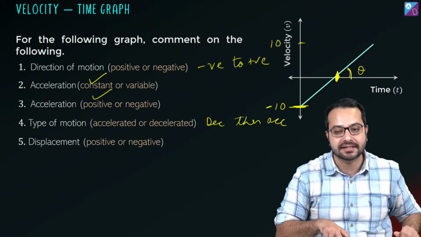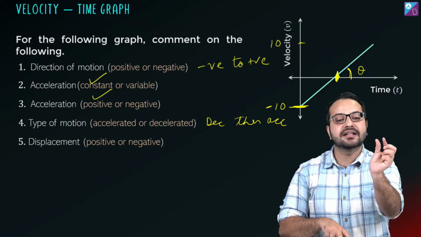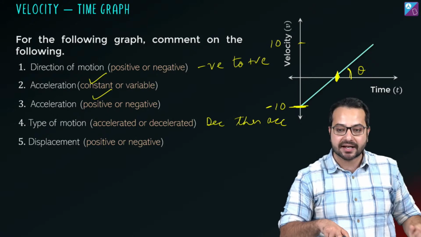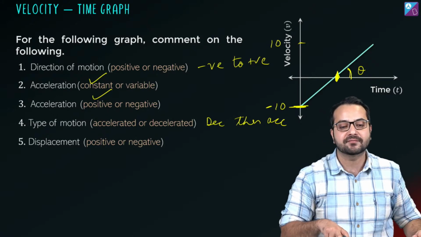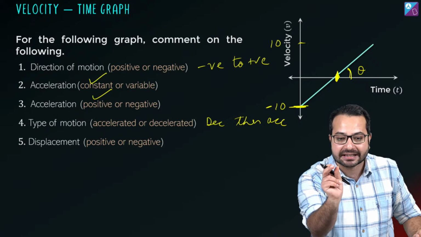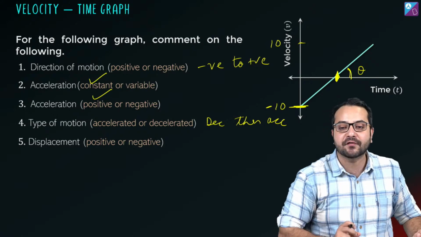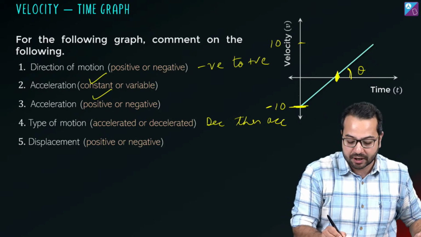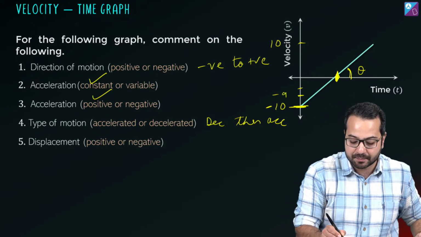-10 is the velocity, meaning the speed is 10 meter per second, but it is going in the negative direction. But what is the speed? The speed is 10. आई बात समझ में? What is the magnitude of velocity? The magnitude of velocity is 10. फिर क्या हुआ? फिर -9, फिर -8.